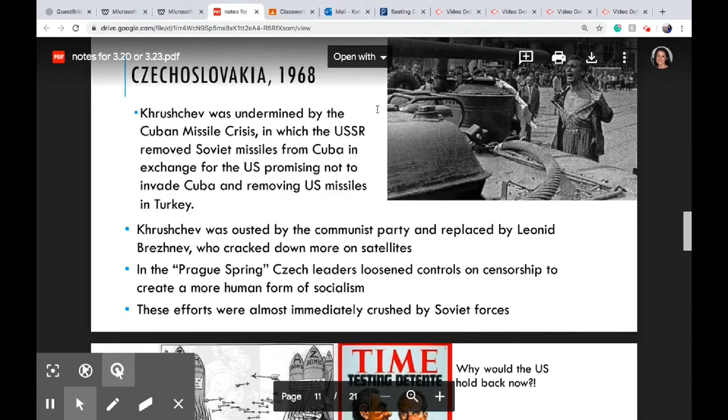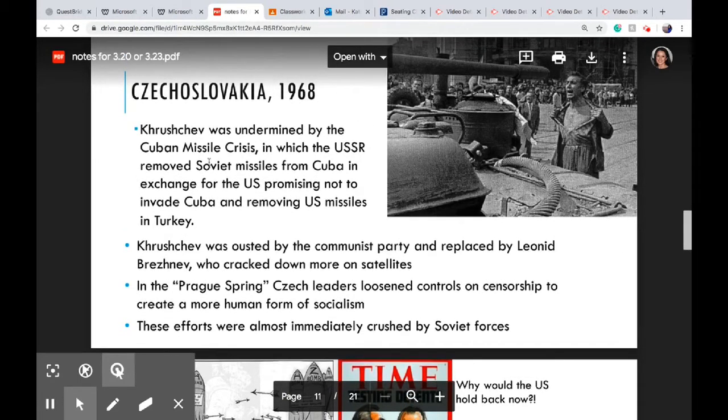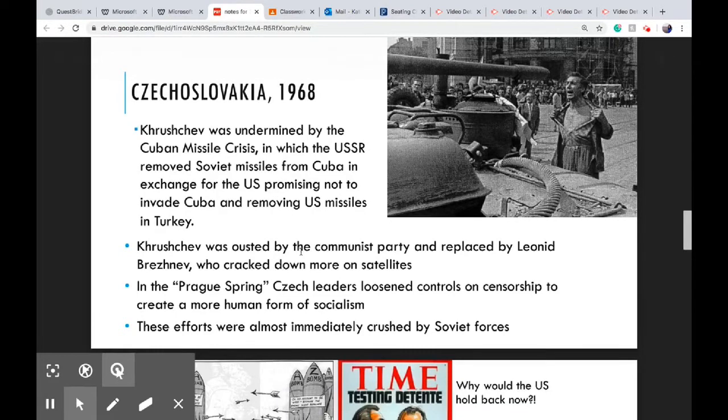So Czechoslovakia in 1968 came immediately after Khrushchev was undermined by the Cuban Missile Crisis. He was portrayed as a very weak leader, not just within the Soviet Union, but throughout the world because of his unwillingness to act against the United States and complying with U.S. requests to move the missiles that were placed in Cuba. So he was ousted by the Communist Party, replaced by Brezhnev, who came in, sort of the analogy I make is FDR to Truman. Like Brezhnev sort of saw as though he had something to prove to not just those living within the Soviet Union, but those living throughout the Soviet bloc.